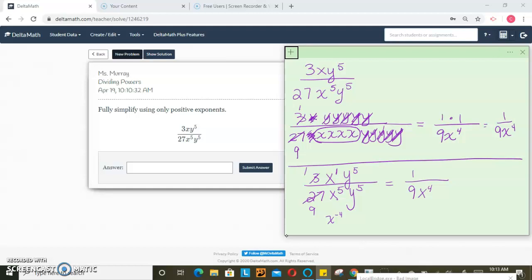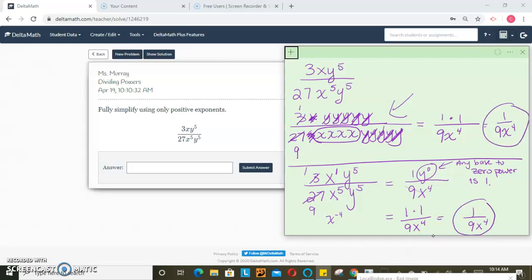Then when I subtract here, 5 minus 5 is 0, but I learned that any base to the 0 power is 1. So that means that that y is no longer going to be there. So it's not that it changes it to y to the first power. If I look up here, all of those y's canceled out. So it becomes 1 times 1 over 9x to the 4th, and I get exactly the same answer. So it's just two different ways of looking at it. It's whatever you feel most comfortable with.